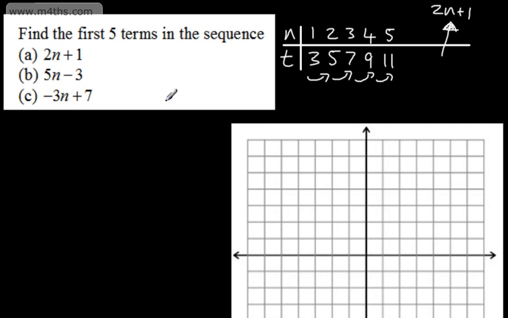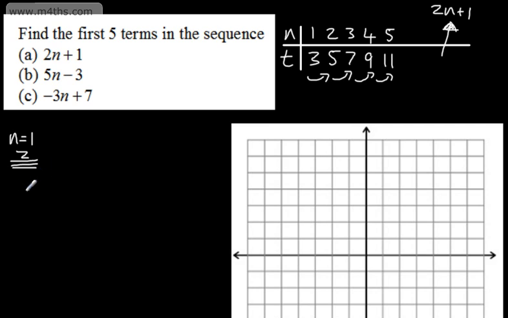Okay, let's look at the next one. We have 5n minus 3. What you could do is simply write when n is equal to 1, 5n minus 3 is going to give us a total of 2. So we can just simply write 2.